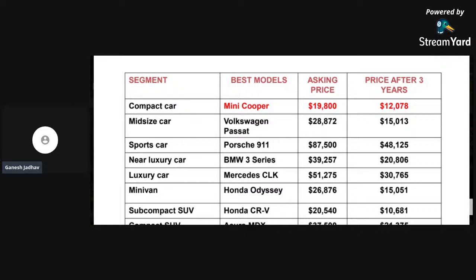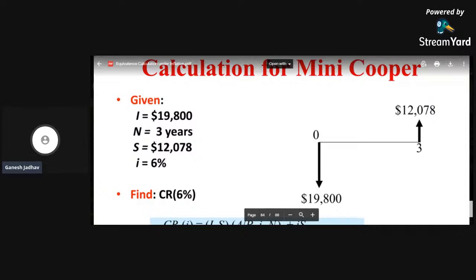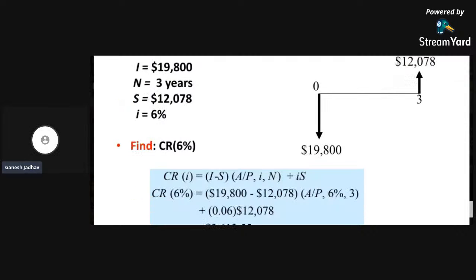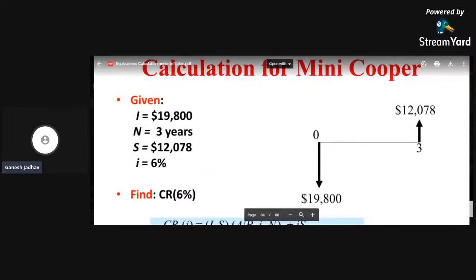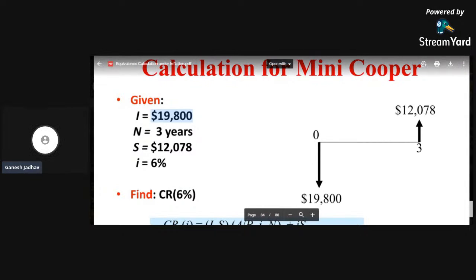Then another one is the calculation for the Mini Cooper. So what is the calculation here? The value of I is equal to $9,800, N is equal to 3 years, and S is equal to the salvage value. This is the initial value, and this is the salvage value in 3 years.